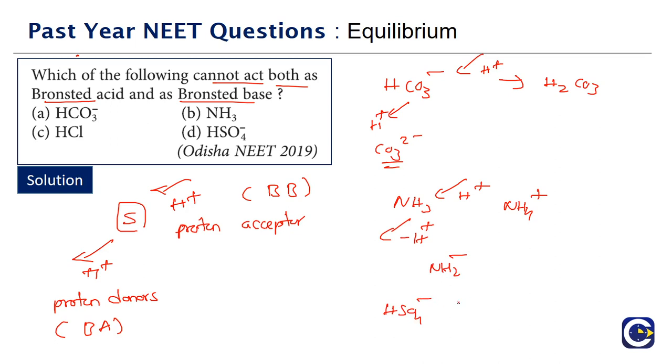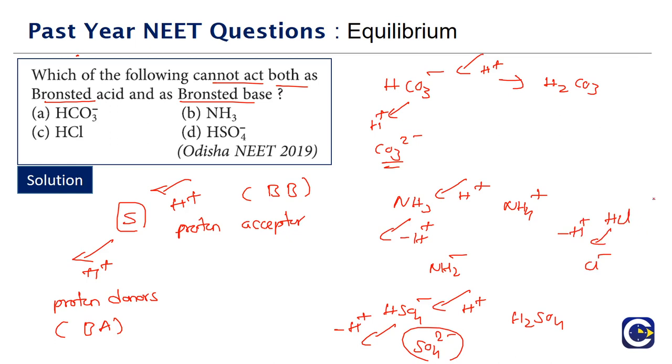Similarly HSO4 minus, it can take H plus, forming sulfuric acid, H2SO4. It can even release H plus. If it loses another H plus, it will be forming sulfate ion. Whereas if you look at HCl, HCl can lose H plus, forming Cl minus, but HCl cannot gain H plus. Means among the 4 substances given to us, the one that cannot act as both the Bronsted acid as well as Bronsted base is HCl. So the correct answer for this is option C.